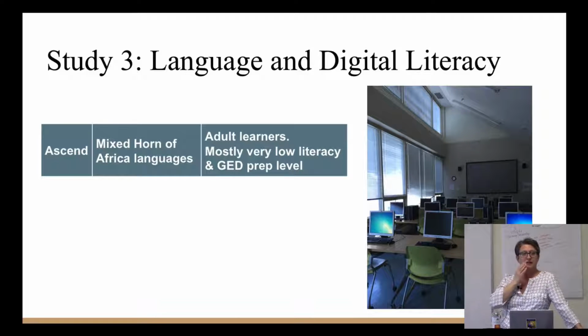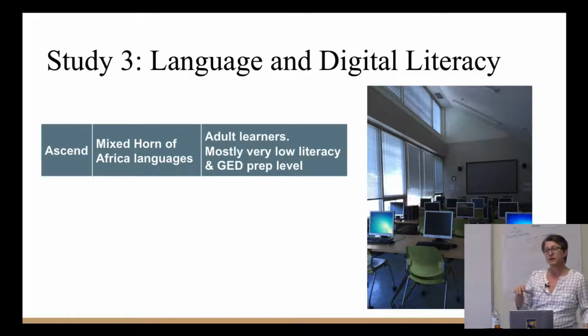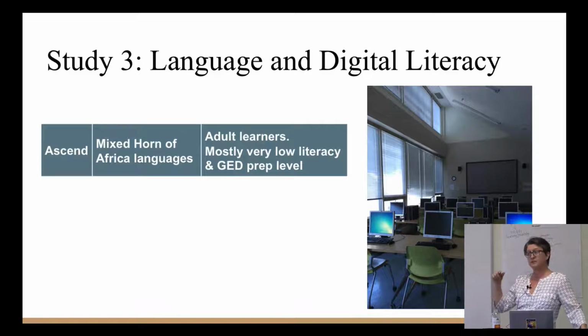Study three was informed by all four sites, but I'm going to show you data from one, because it includes characteristic data that represent a finding that stretches across all the sites, though it was most salient in this particular setting. I'm calling the site Ascend. Ascend serves a mixed population of mostly Horn of Africa language speakers. This is not the same site as the pilot site, just to be clear. It's all adult learners. Most of them have very low English literacy and Somali literacy, actually, and only a few of them were at the point where they were working toward their GED.